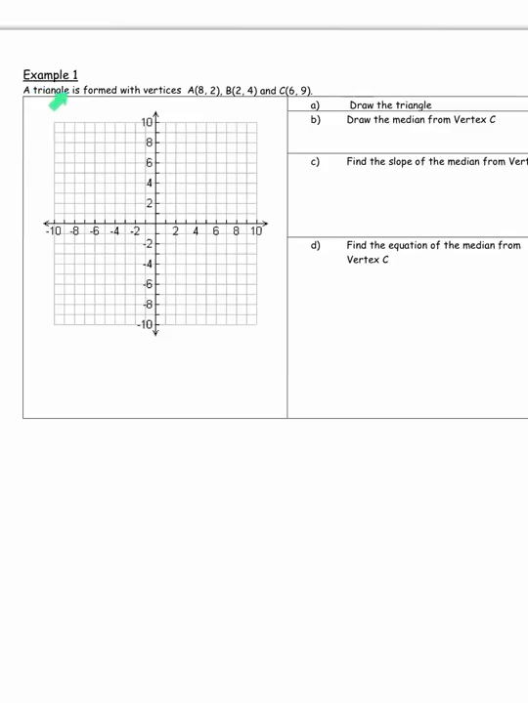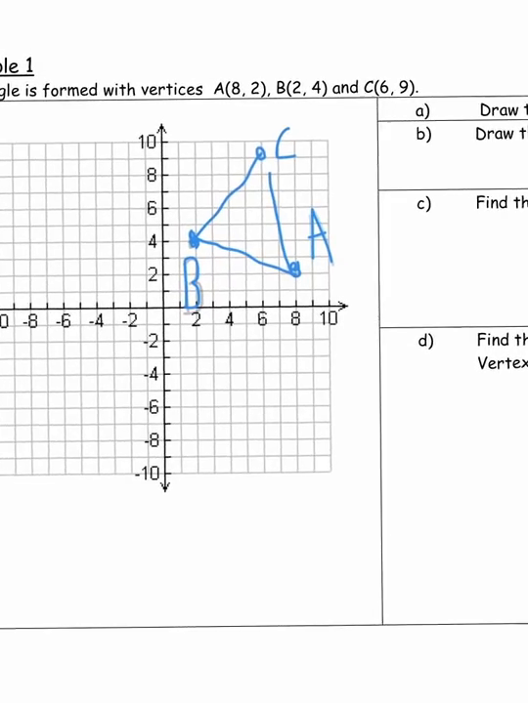Okay, so we have a triangle formed with these three vertices. So obviously one of our first steps just to visualize this idea would be to graph it, and that will just help us to see exactly what we're talking about here. Okay, so here's our triangle. Obviously, you could do this with a ruler, and it would be a little more exact. I'm even going to just zoom in on it so we can get an image.